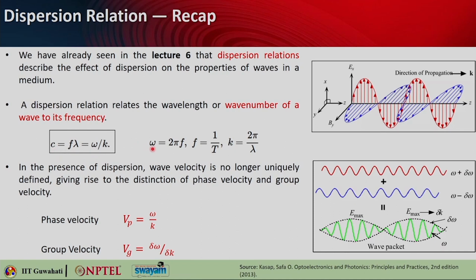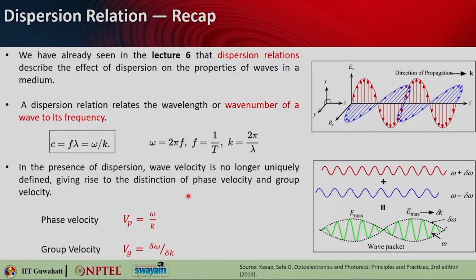Omega you always know, omega is the angular frequency, that is 2 pi f, where f is the linear frequency. f is nothing but 1 over the time interval of one period, and k can also be obtained from 2 pi over lambda. So, these are the different handy equations for interchanging the values between linear frequency, angular frequency, time interval, wavelength, wave number, and all these things.